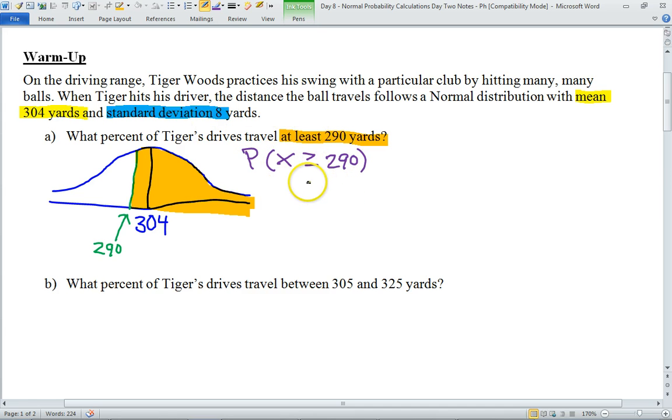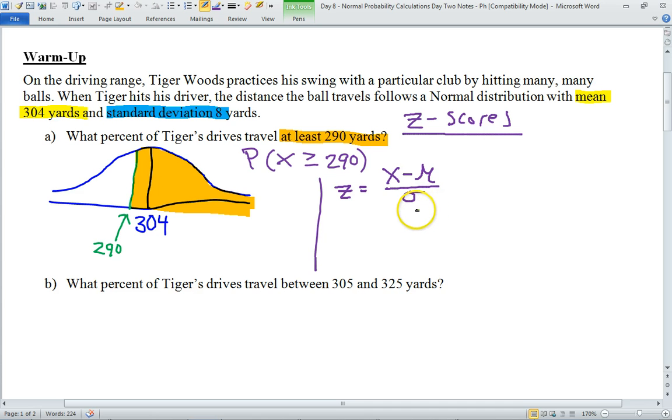Okay, so let's draw the line right here. This is where I draw the line. And over here we're going to do z-scores. We're going to come into z-score world. What is the formula for calculating z-score? Your z-score is always going to be the value that you want to convert minus the mean divided by the standard deviation.